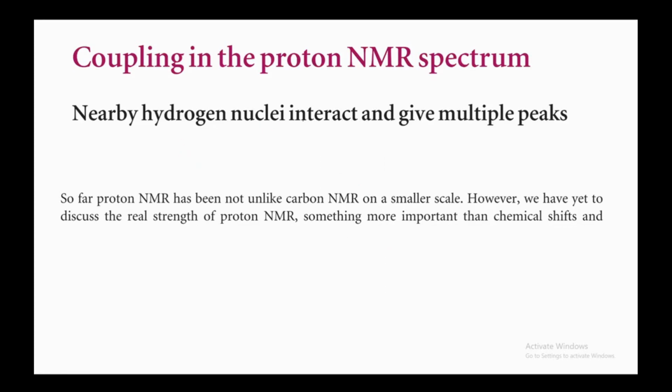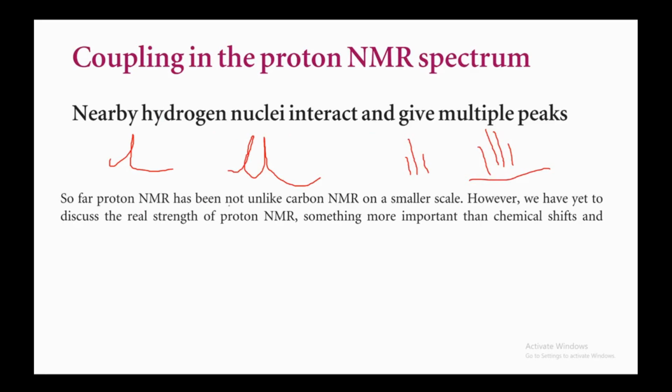Nearby hydrogen nuclei interact and give multiple peaks. So you often see that in NMR, sometimes you see a singlet like this, and sometimes you see a doublet like this, and sometimes you see a triplet like this, or sometimes you see a quadruplet like this. Okay, so why do we have multiple peaks or multiplicity in the NMR spectrum? Because of the presence of coupling. So coupling is called interacting with hydrogen nuclei.